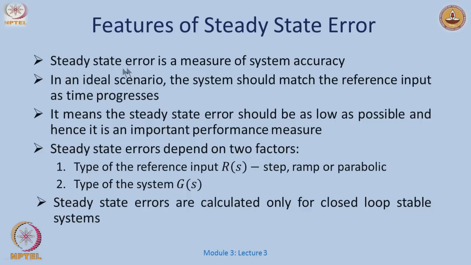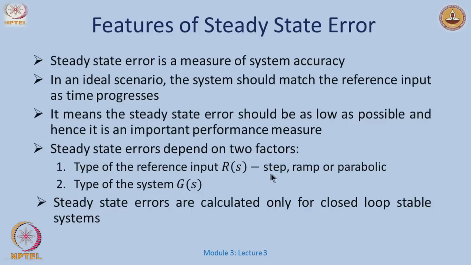So, the steady state error is a measure of how accurate my system is. Does it really track my reference accurately? In an ideal scenario I would always want it to track its desired value. However, there could be situations where it may not be possible to do so. In that case, I would like the error to be as small as possible, and that is a very important performance parameter. I do not want a desired temperature of 24 and end up at 12 or 31, for example. So, this steady state error now depends on 2 factors.